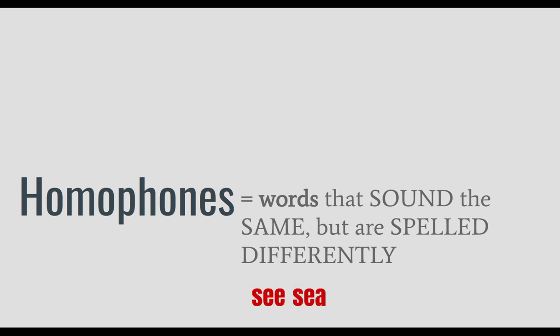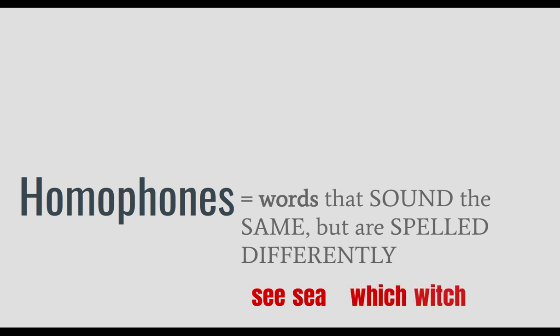Another example would be see and sea. I see you, and Bonnie is over the ocean, or the sea, right? My Bonnie lies over the sea. Okay, I see you, or the ocean sea. Again, they are spelled differently, but they sound the same.